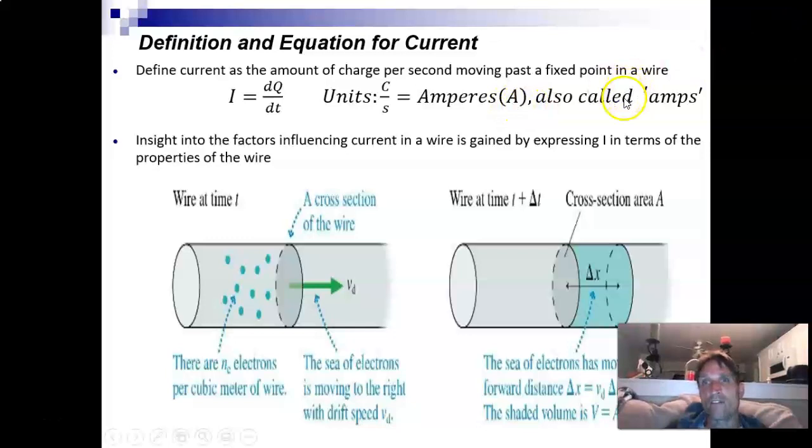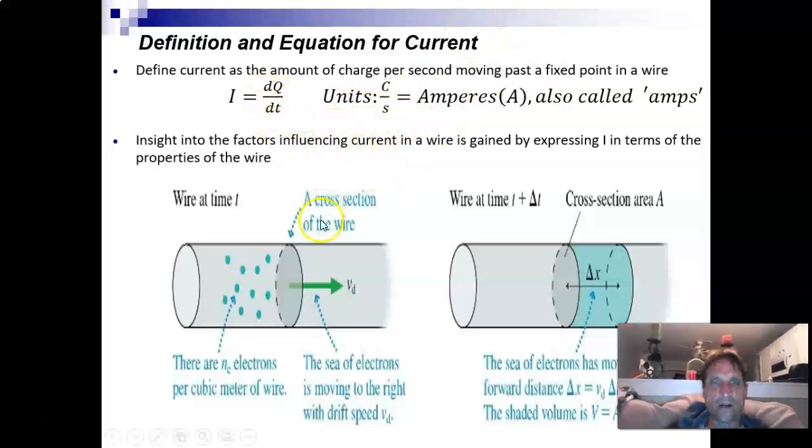Now most of us know this as amps, so when you say there's 10 amps of current in a circuit, it's 10 amperes, or in other words, 10 coulombs per second on average past a given point. So we can call it amps or amperes, it has the symbol A, and it's the charge per time flowing past a given point. So what factors would you guess would influence the current?